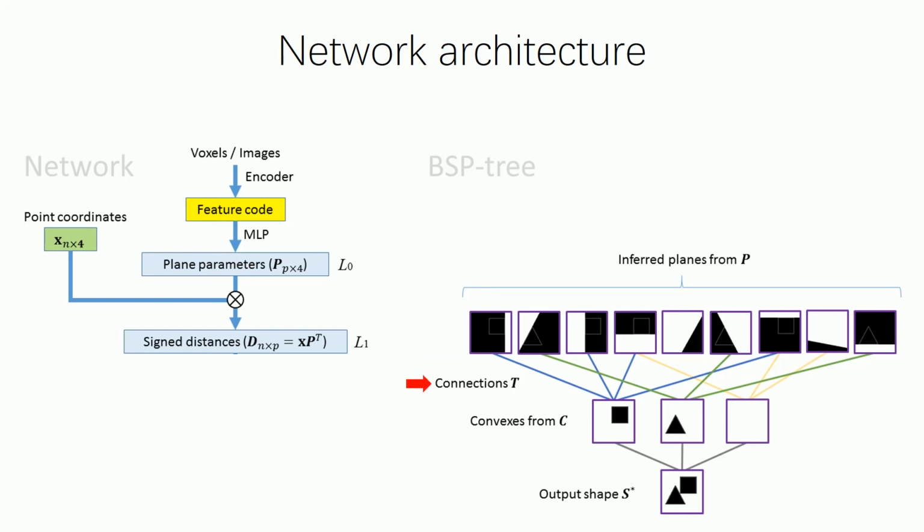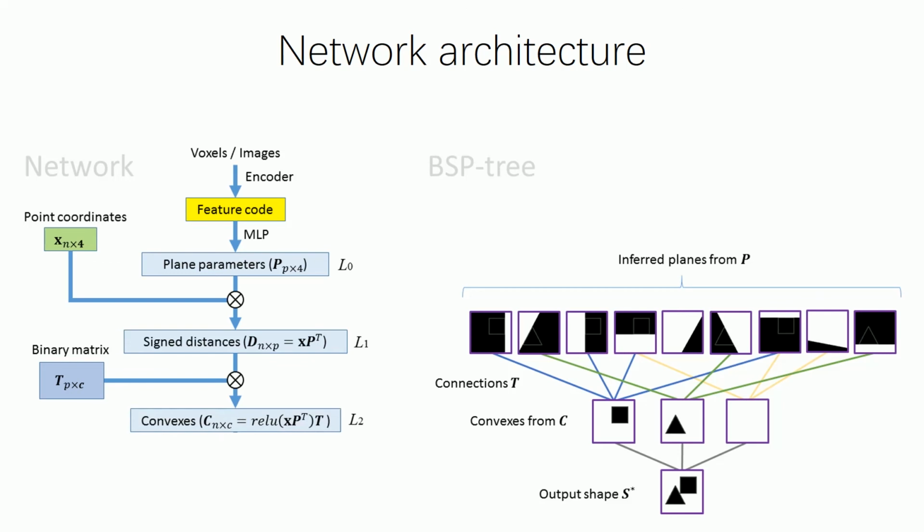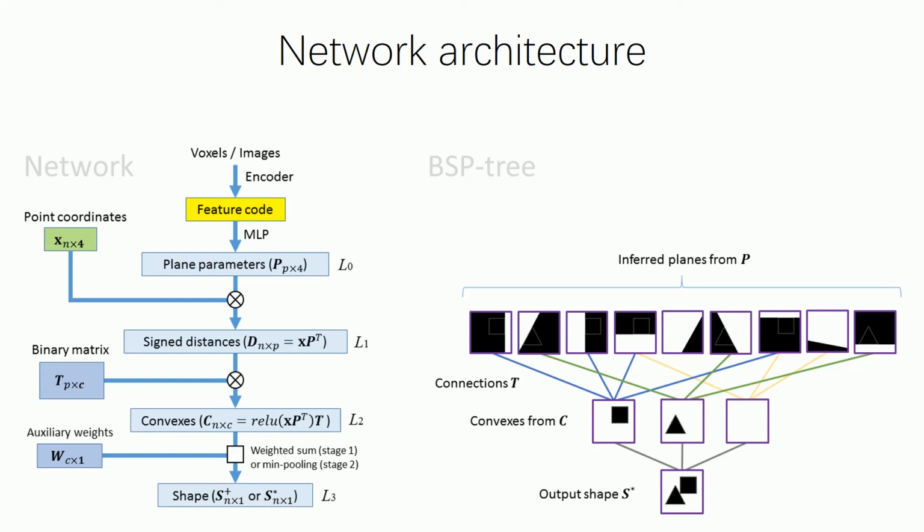To represent the connections in the BSP tree, we employ a trainable binary matrix. The product of this matrix with the distances represents convex shapes. Finally, we introduce some auxiliary weights, and use the weighted sum to approximate the mean pooling operation, or use mean pooling directly to obtain the final output shape.